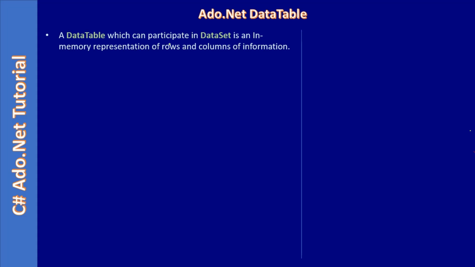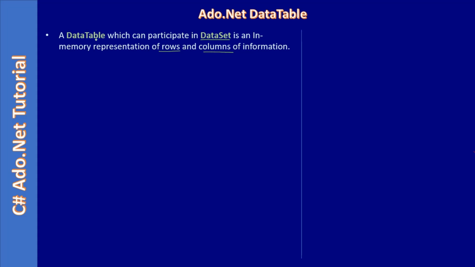A data table which can participate in dataset is an in-memory representation of rows and columns of information, right? So we already talked about data table in the previous video when we were discussing the dataset. A dataset may have multiple data tables, and we can even establish a relationship between the tables, right? So a data table and relations as well as constraints all together can be collected in a data set.